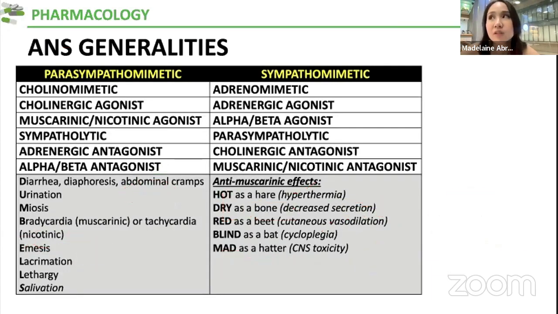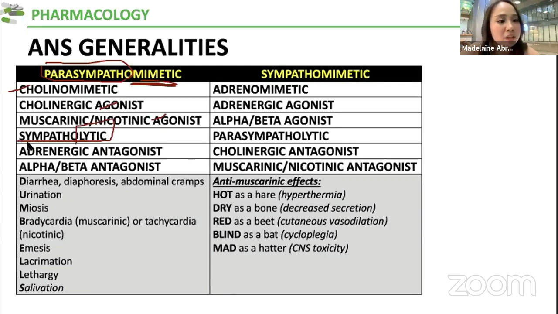Ngayon, gusto ko lang i-emphasize tong table na to kasi gusto ko maintindihan nyo maigi. Pag sinabing mimetic, same. Pag lytic, different. So, itong mga parasympathomimetics, yung mga ang action ay parasympathetic. Yun yung mga cholinomimetics, agonist, muscarinic nicotinic agonist, or kabaliktaran kapag lytic.